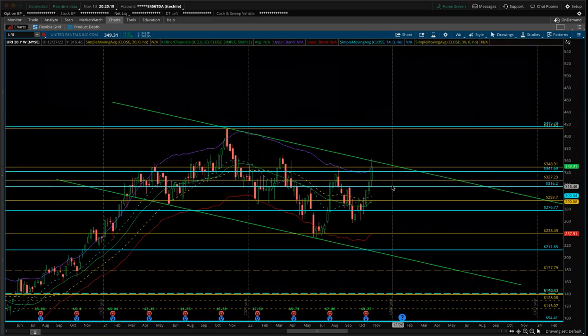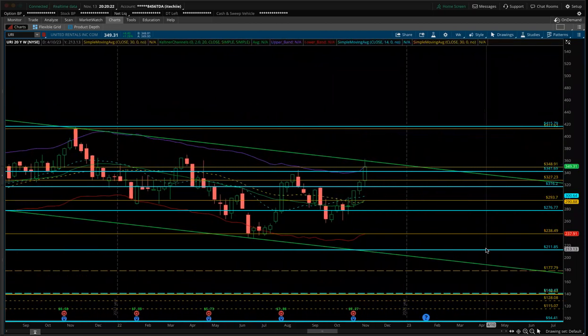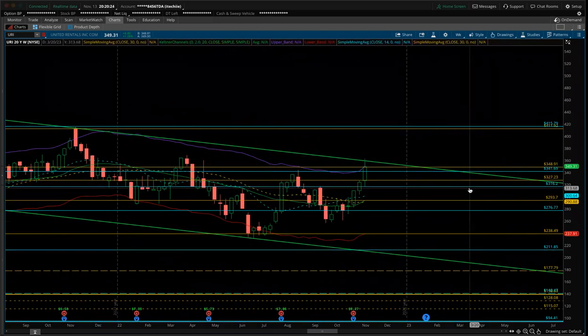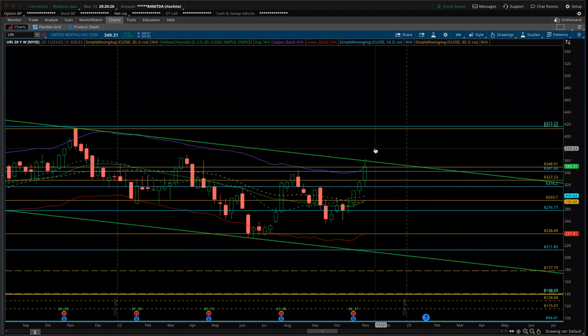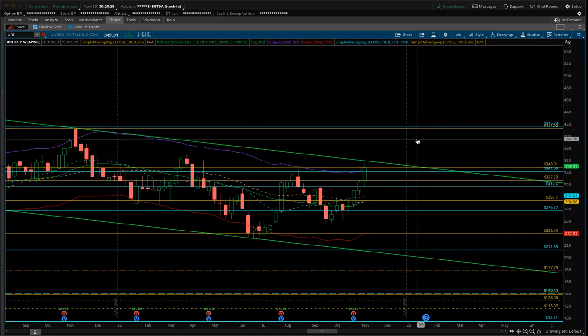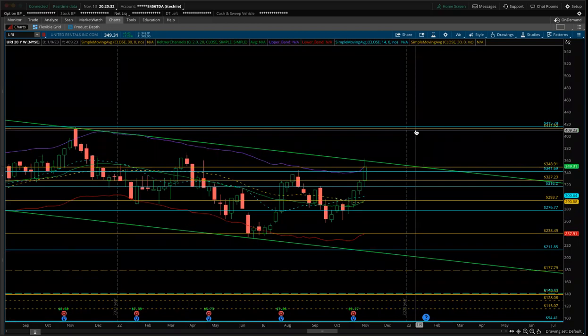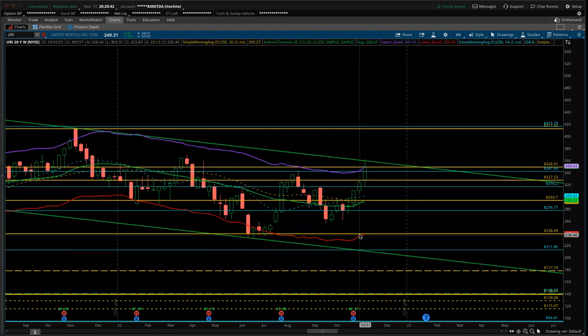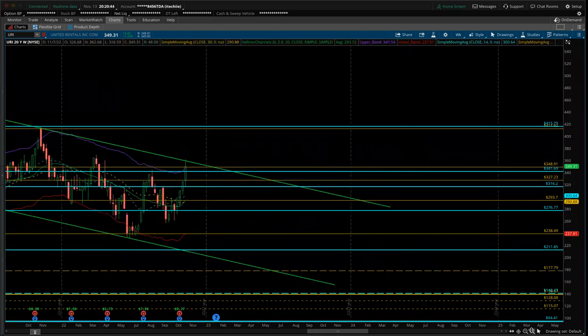We still have that inverted head and shoulders that I pointed out a couple of weeks back. The neckline is that 348.91. That is going to be the break, and there we can get 420 into the new year too. So this is going to be very interesting, guys. I think we're going to have a good time with this trade. This is going to be a great trade, to be honest with you. Playing both sides, that's the goal.